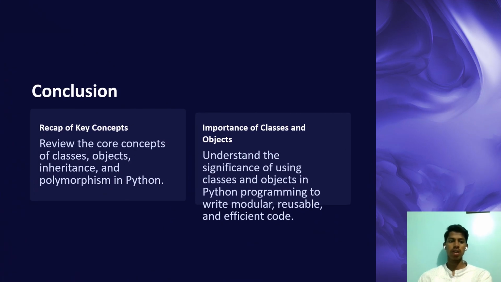So the conclusion is to review the core concepts of classes. We have learned about classes, objects, and also attributes and the importance of classes and objects. Understand the significance of using classes and objects in Python programming to write modular, reusable, and efficient code. With the help of classes and objects, we can reuse any program or code in our own manner in an efficient way. So this is the basics of classes and objects.